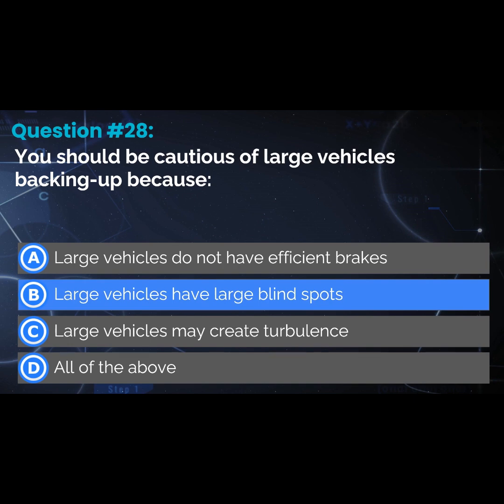The correct answer is B. Large vehicles have large blind spots.